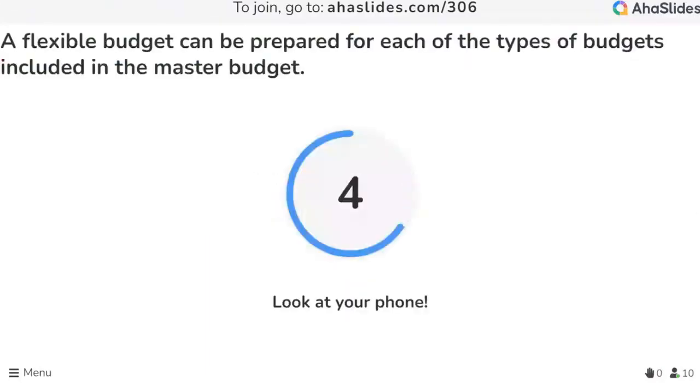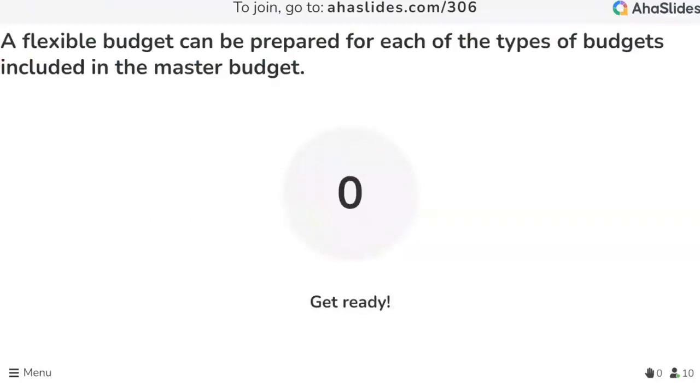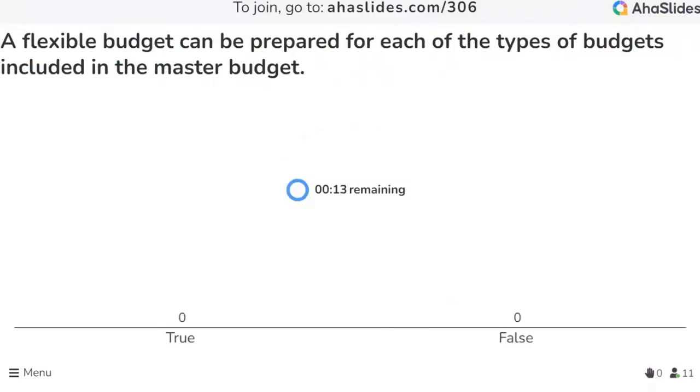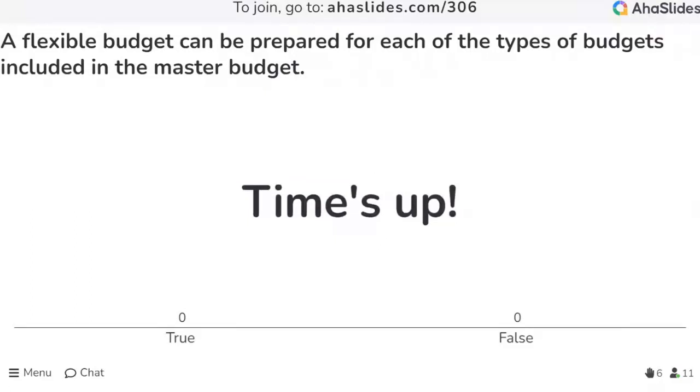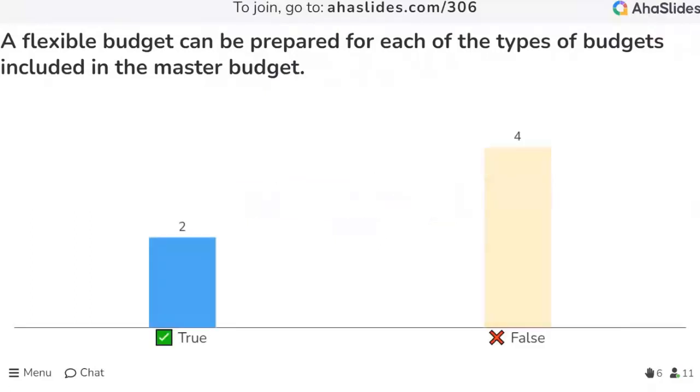The flexible budget can be prepared for each of the types of budgets included in the master budget. Keep in mind, the master budget is a combination of all budgets. It starts with the sales budget, then the production, then the purchasing. So we can develop flexible budgets at all levels in the master budget. Is that true or false? That's not a tricky question. Oh no, it's true. We can do it for everyone.